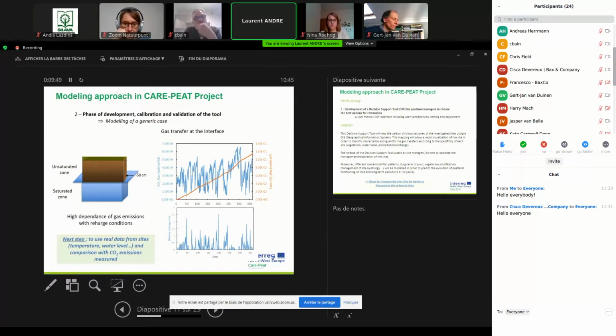So of course, now the next step is to use real data from sites. So we will integrate historical data of temperature, water level, and so on, just to try to reproduce the real data and to see if we are able to obtain the carbon emissions measured. So this is what I want to show you for the modeling part.